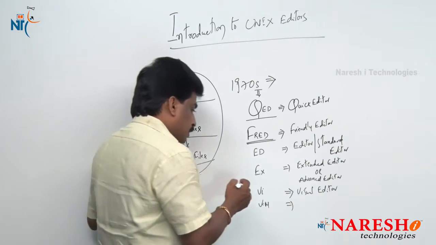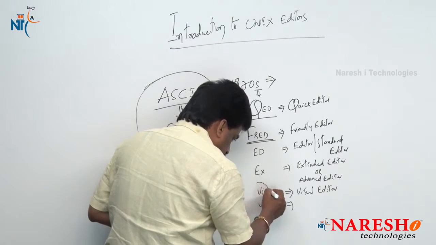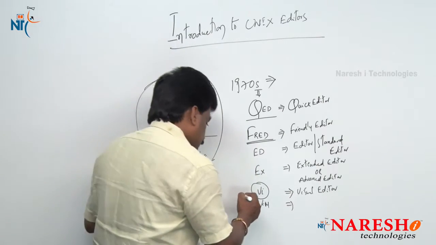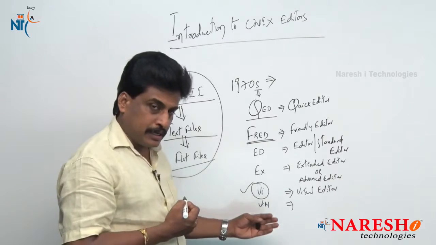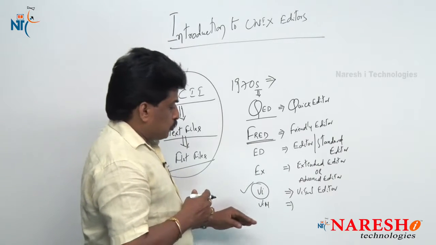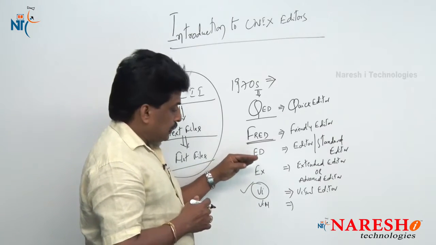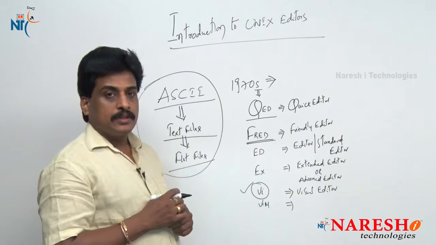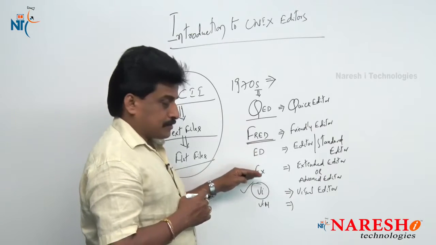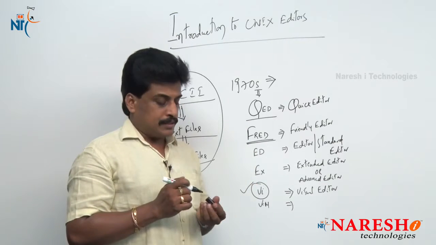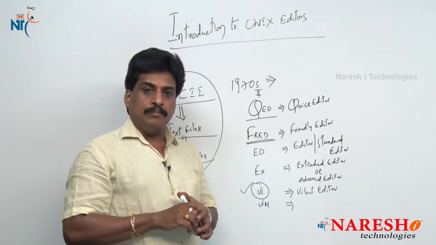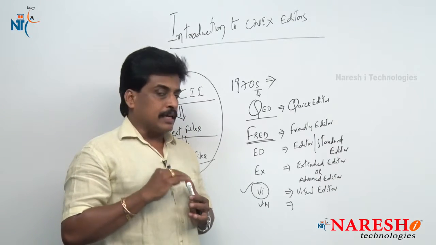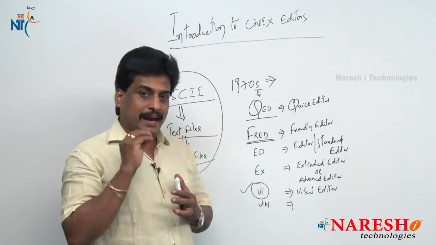So whenever we are going to write our shell programs, we use the vi editor. Of course, vim also we use. I will show you practically ed, ex, vi as well as vim. So these are the line editors. Line editors means we can display a complete line at a time. We cannot move the cursor to a character position.